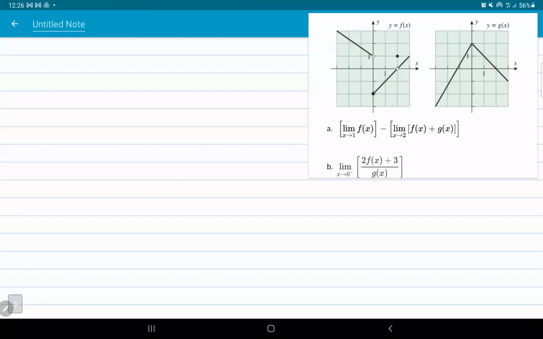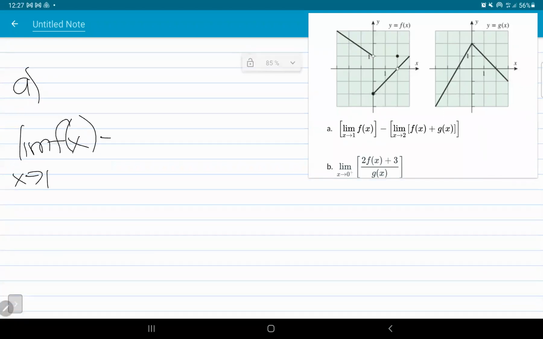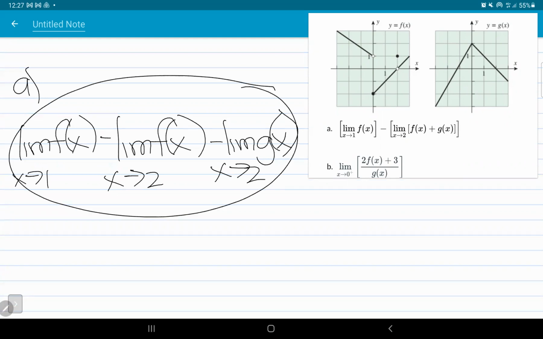Okay, so if you look at A, for example, you just apply the properties of limits and it will become like this. You have to show this, of course, in your solution. Right? You distribute the negative sign and then you use the sum rule: the limit of a sum equals the sum of the limits, to arrive at this.